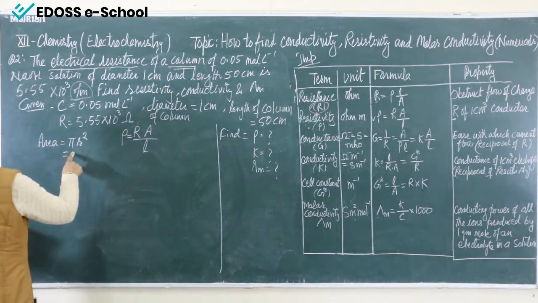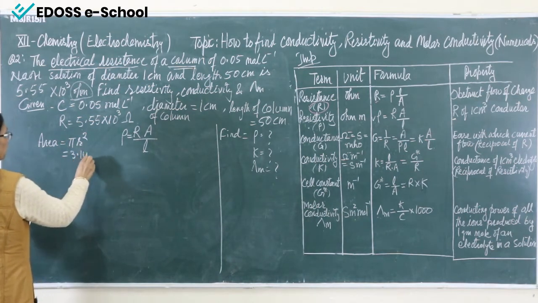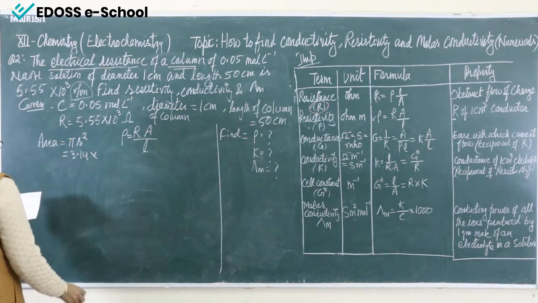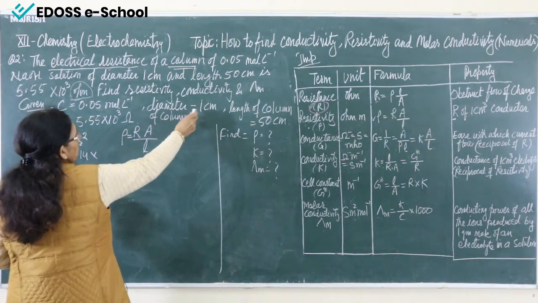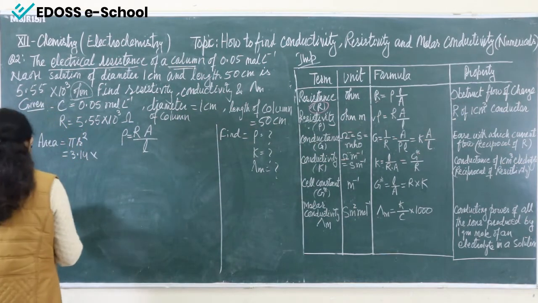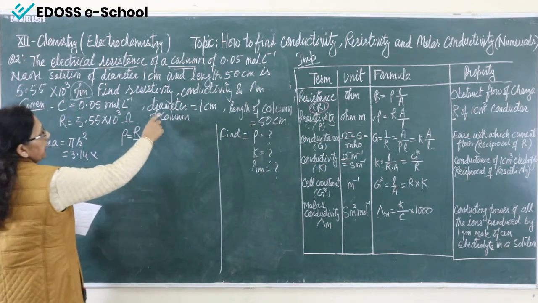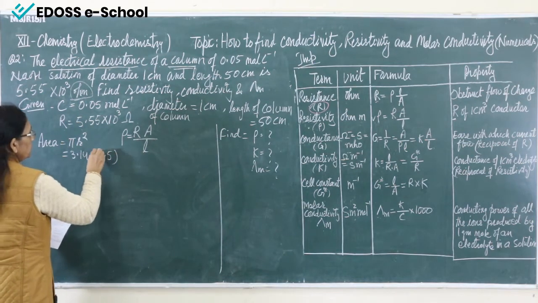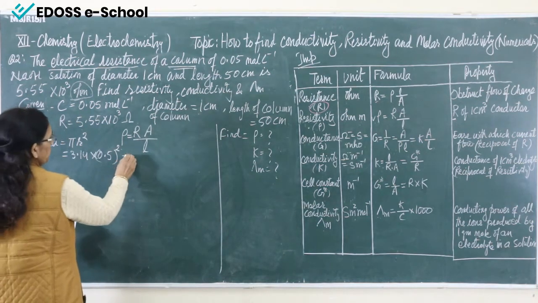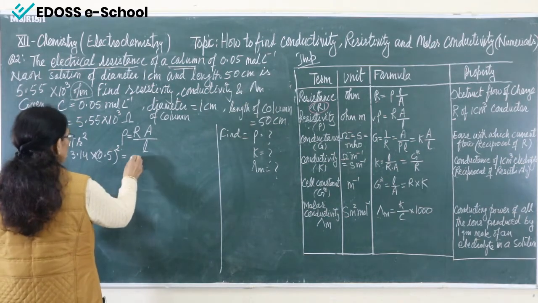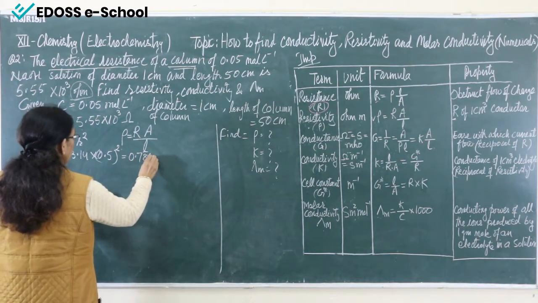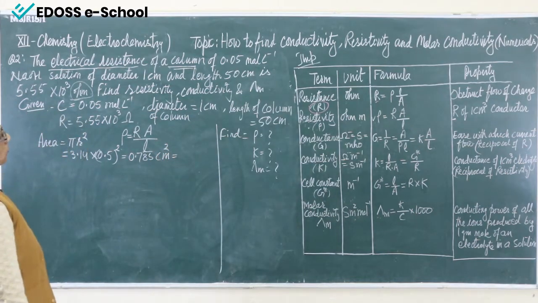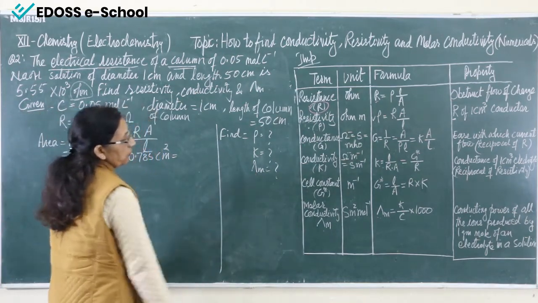Okay, so pi we know the value of pi is 3.14 and diameter is given here. So here we will take half of 1 centimeter. This is 1 centimeter and the radius r will be half of this. So this will be 0.5 squared. So this will be the area. If we calculate it, then the value comes 0.785 centimeter square.